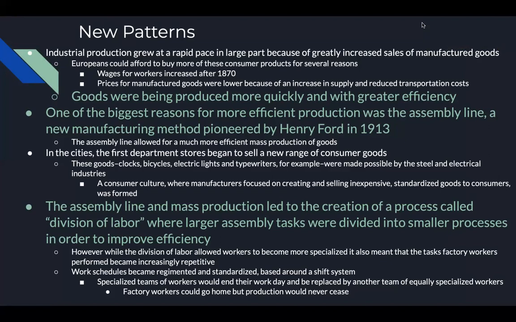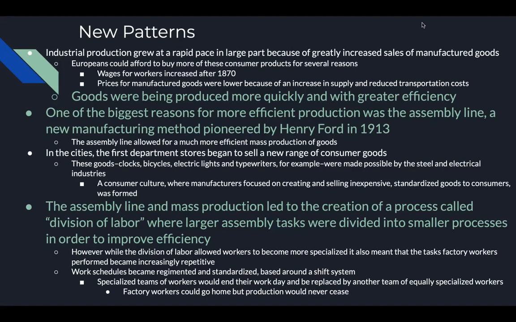There's our favorite word. One of the biggest reasons for more efficient production was the assembly line, a new manufacturing method pioneered by our guy, Henry Ford, 1913. The assembly line allowed for much more efficient mass production of goods. In the cities, the first department stores began to sell a new range of consumer goods.